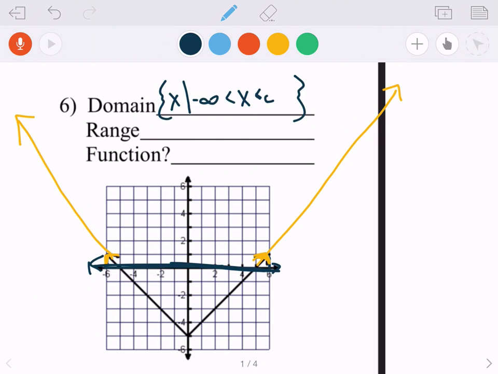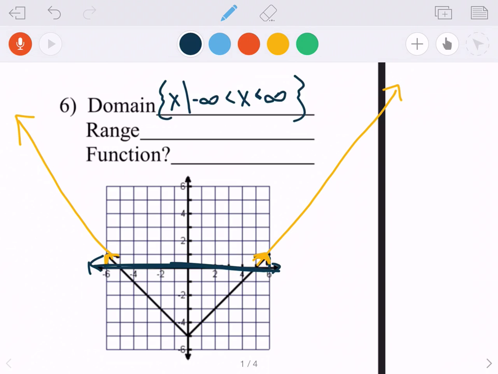So this is how we're going to represent all real numbers, what I just drew there. So this says that x is greater than negative infinity. You can never reach infinity. That's just kind of some idea. So we are going to have x is greater than negative infinity, but x is less than positive infinity. So that's how we're going to represent all real numbers.